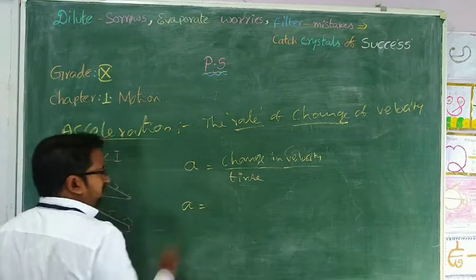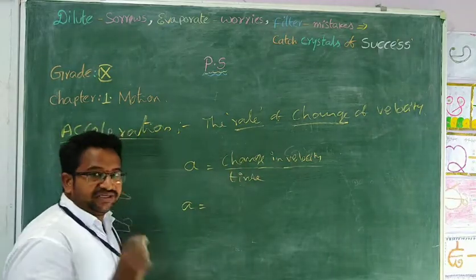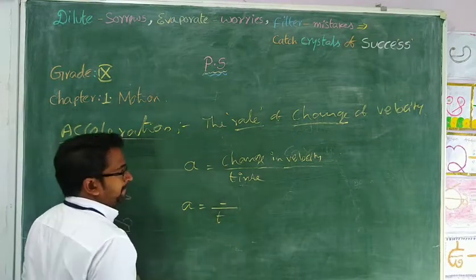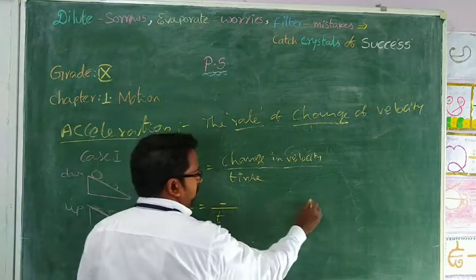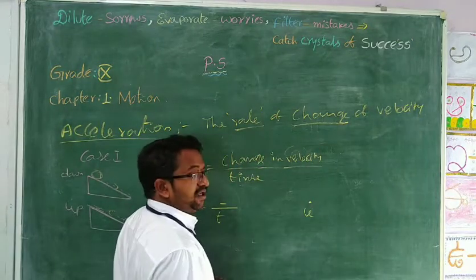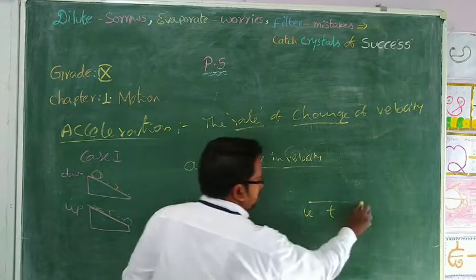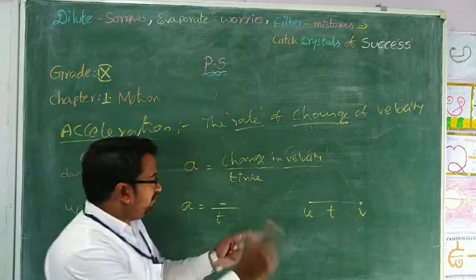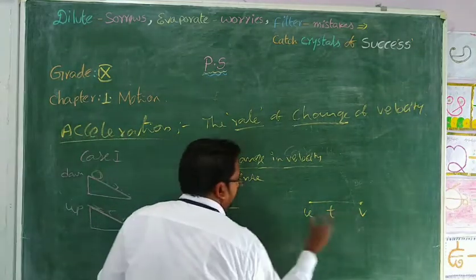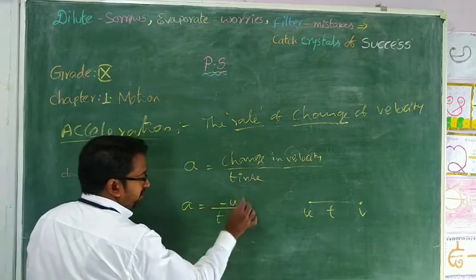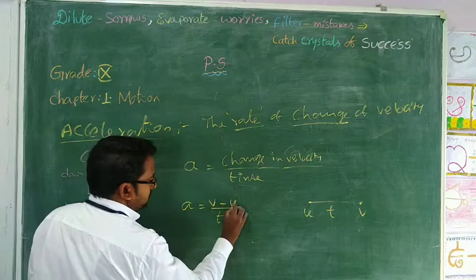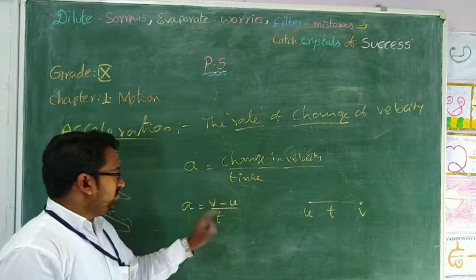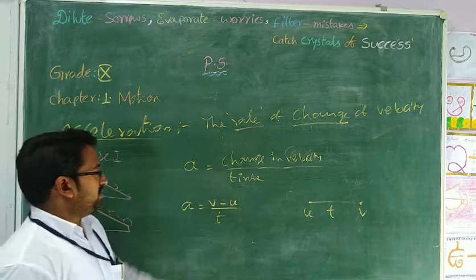Right. So acceleration a is equal to change, which means difference. What is the symbol for difference? Minus. By time, that means t. Where is the change in velocity? For example, a body starts with a velocity u. After some time, its velocity becomes v. Initial velocity is u, final velocity is v. Difference means minus, in velocities. So a is equal to v minus u by t is the formula.